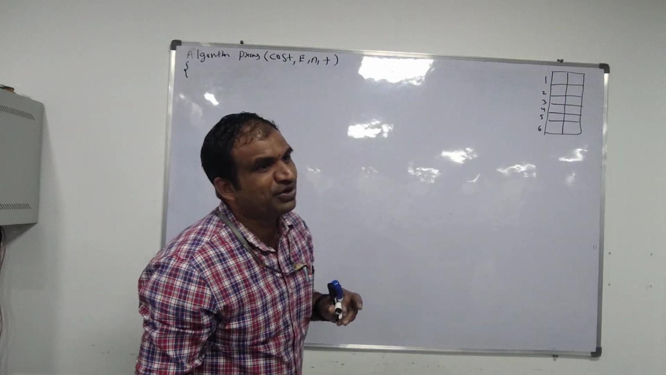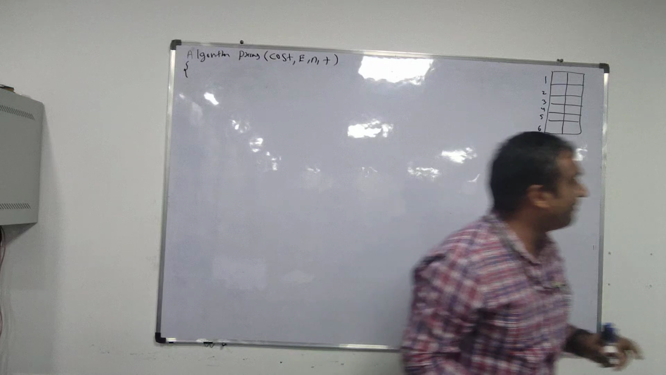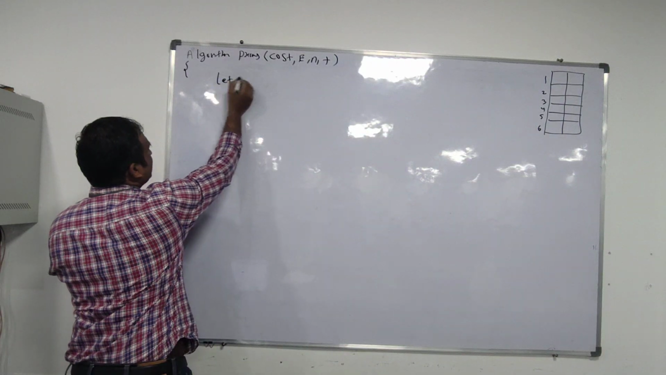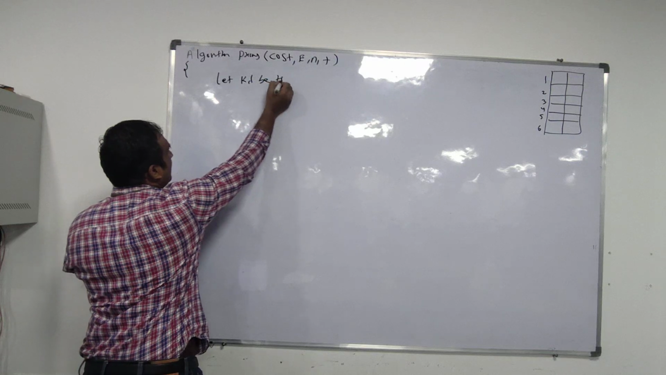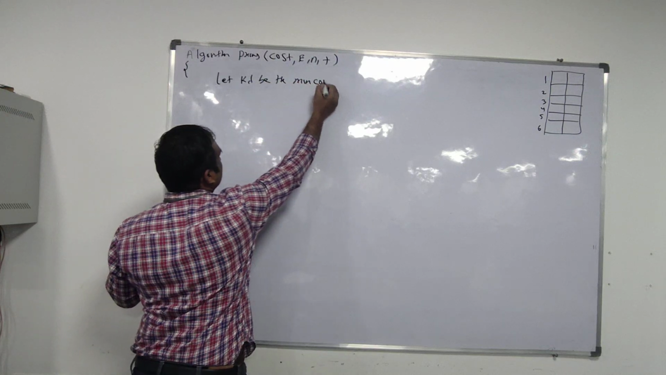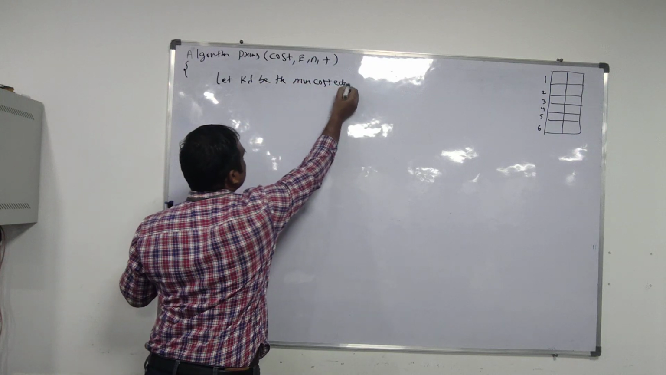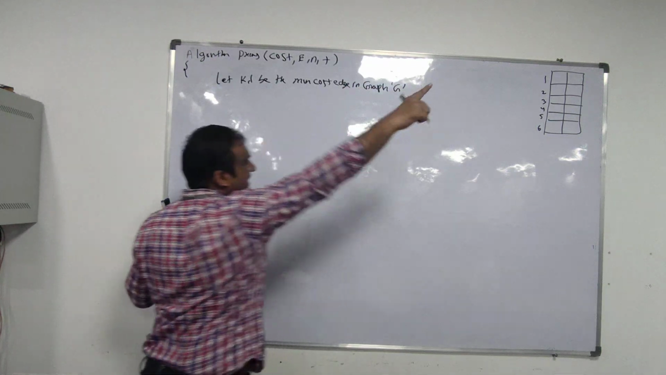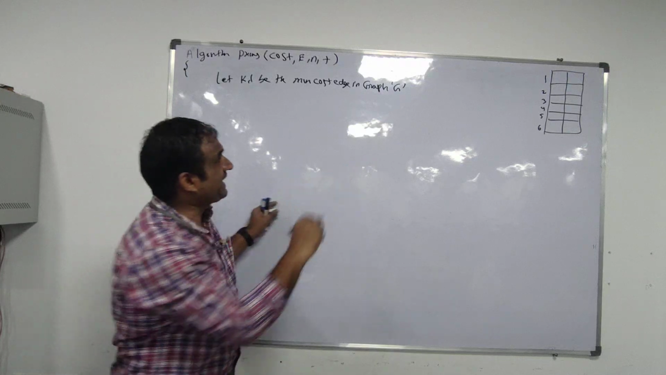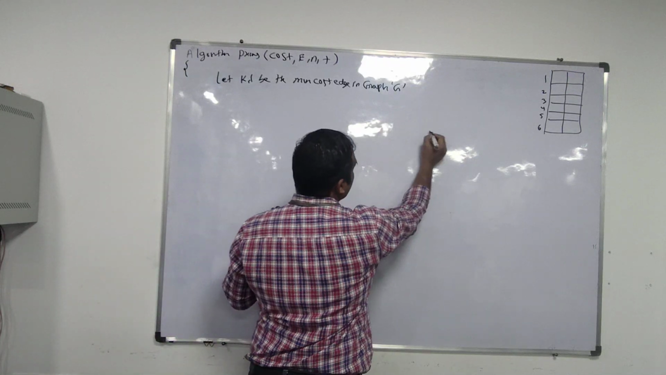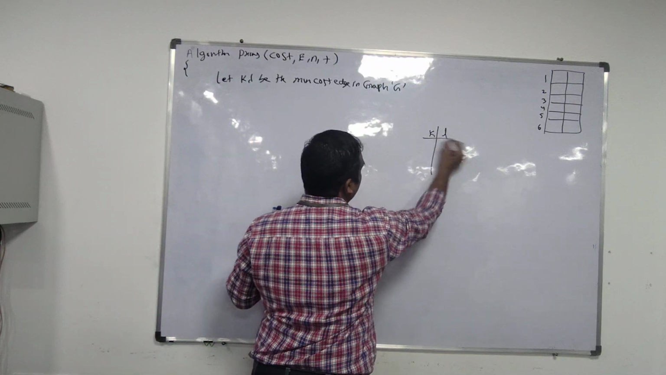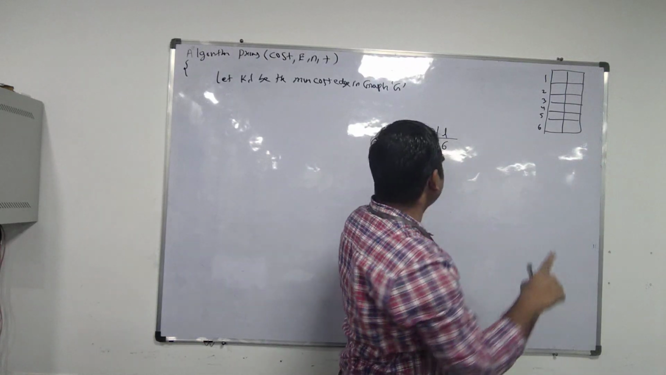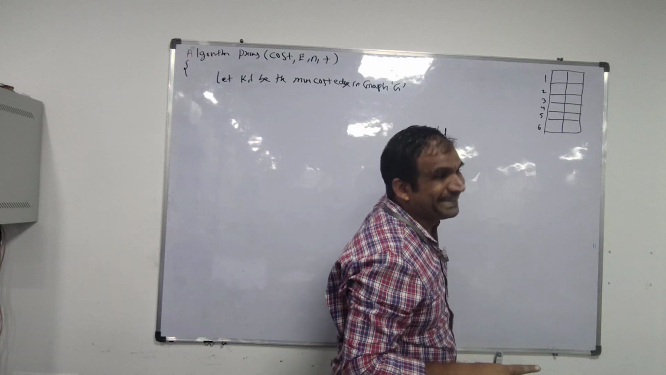Let k comma l be the min cost edge in a given graph. So what is the k comma l? Let k comma l be the min cost edge in the graph G. In the given graph G, what is the min cost edge? Please check it and tell me. What is the minimum cost edge? K comma L, 1 comma 6. Yes or no? The min cost is 10. So what is K? 1. What is L? 6.